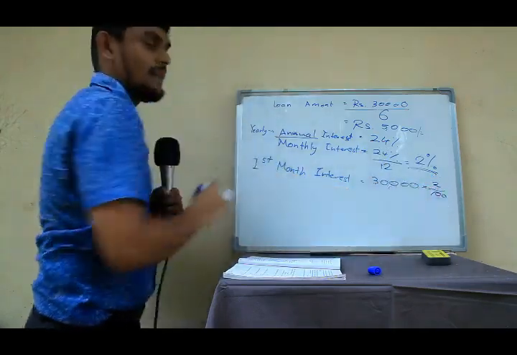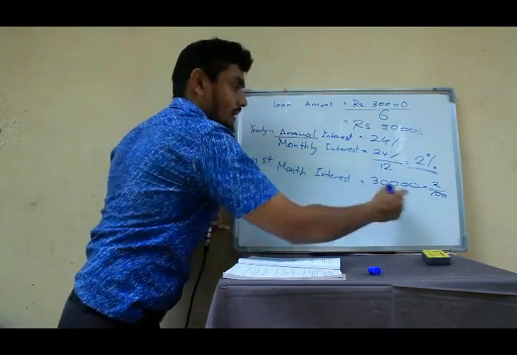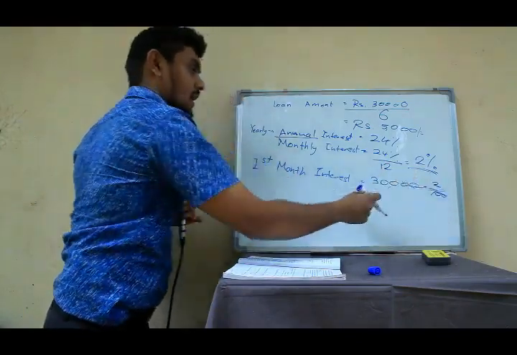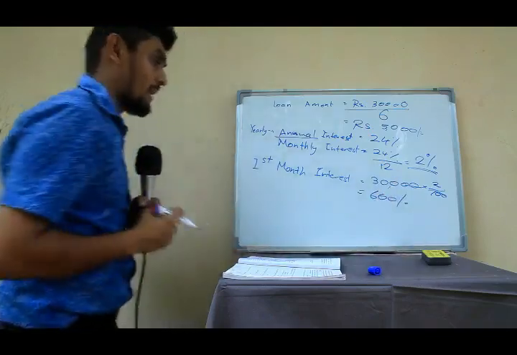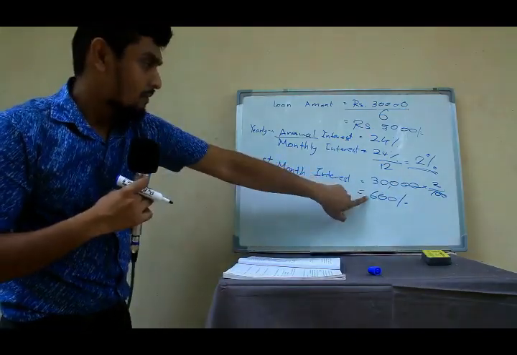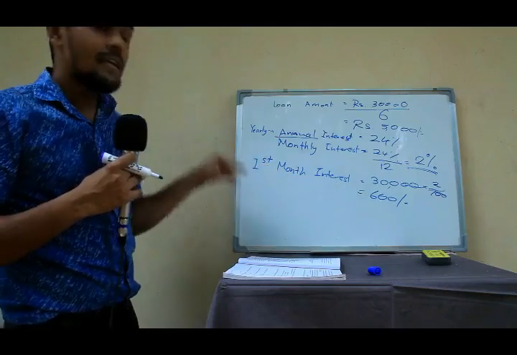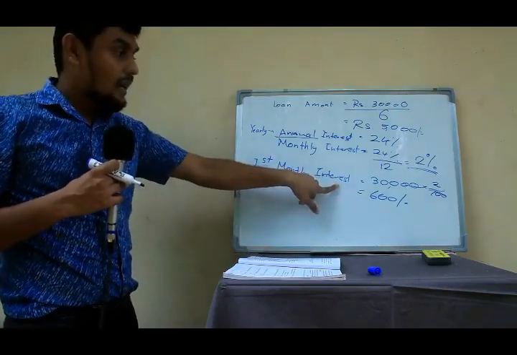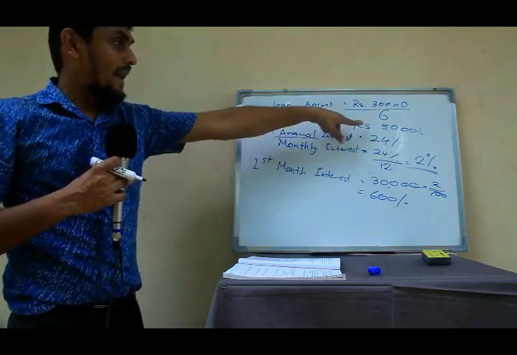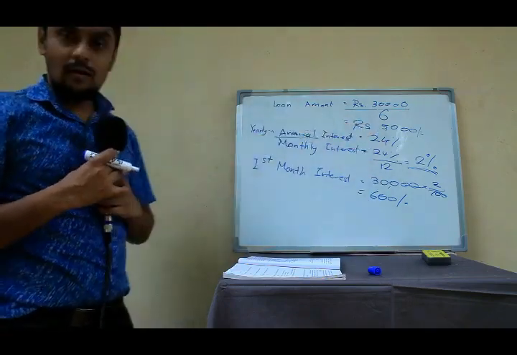So I will write it this way. Then you can find it out. Cut the 2 zeros, and here is 600 rupees. So this 600 is the first month interest only. Now you have to pay 5,000 rupees here.